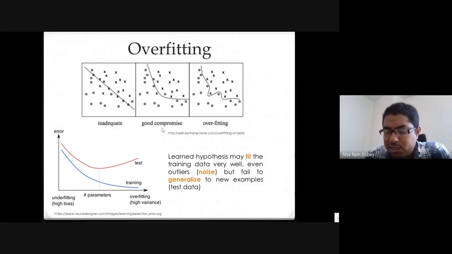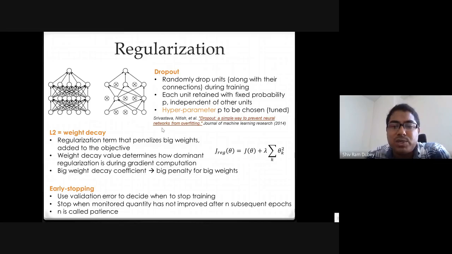Overfitting is already covered in the previous session, so I'm just leaving it now. Regularization is a very important thing. The meaning of regularization is that if our network performs very well at training time, then at test time it should also perform very well. If it is not performing well at test time, it means the model is overfitting the training data. To avoid overfitting, there are plenty of regularization techniques. We are not going into detail, but dropout is one technique where, at the time of training, neurons are randomly dropped with some probability.